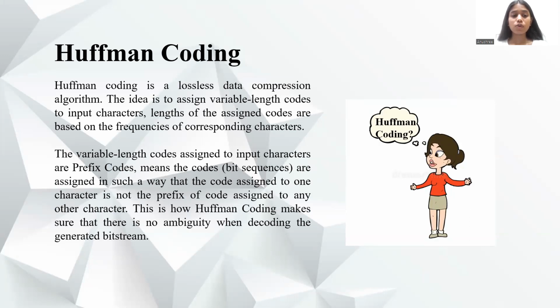The variable length codes assigned to the input characters are prefix codes, meaning the code's bit sequences are assigned in such a way that the code assigned to one character is not the prefix of the code assigned to the other character, which means the prefix codes of each character are unique to one another. This is how Huffman coding makes sure that there is no ambiguity when decoding the generated bit stream.